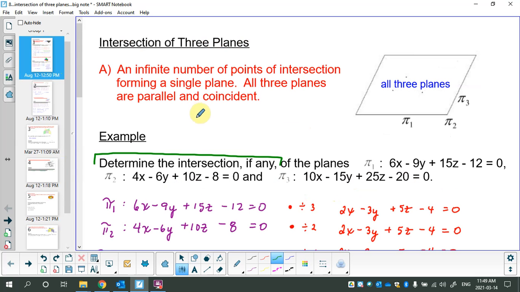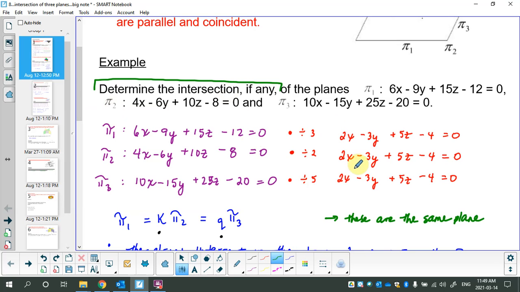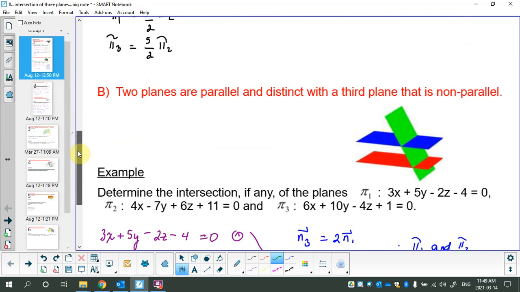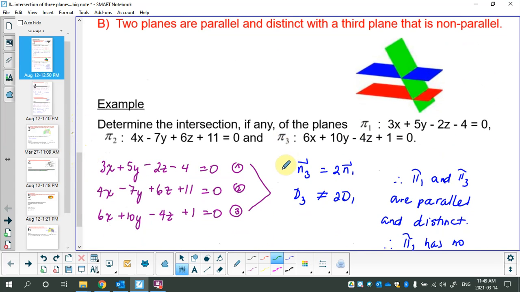So in A, every one of them reduced down to the fact that they were all 3 the same plane. And if all 3 are the same plane, that means they intersect in the plane, and you had to name that. In the second case, 2 out of 3 had the same normals. The D was not. That meant you had 2 parallel and distinct planes, and the other one ran through it, but all 3 planes didn't meet anywhere. But there was a pattern to be found.